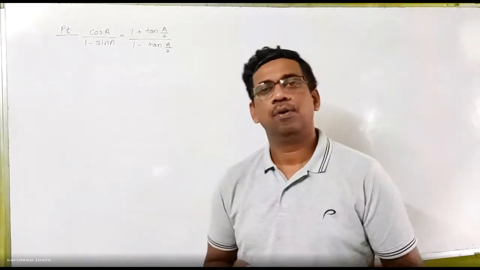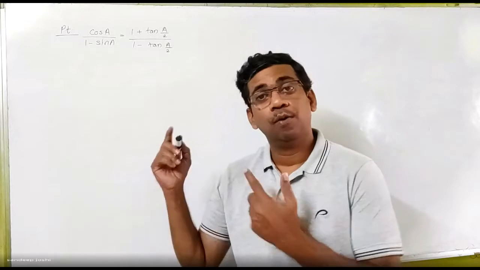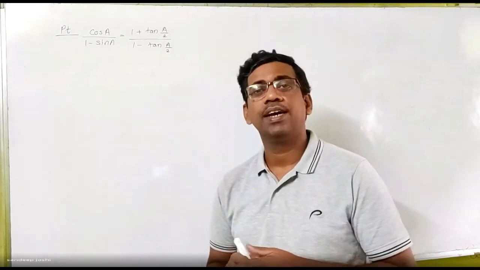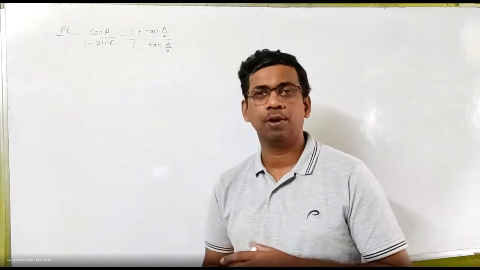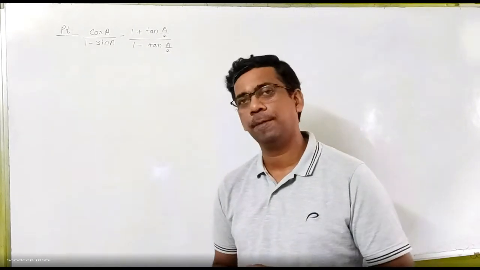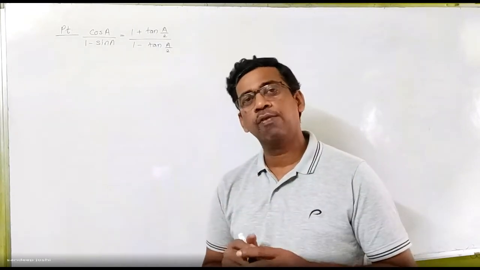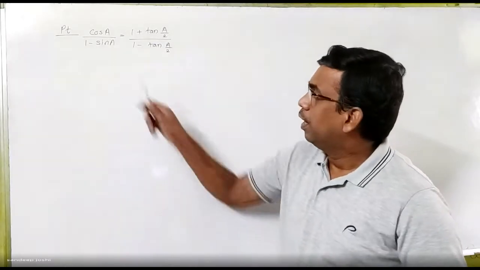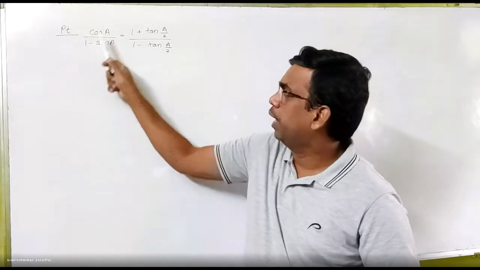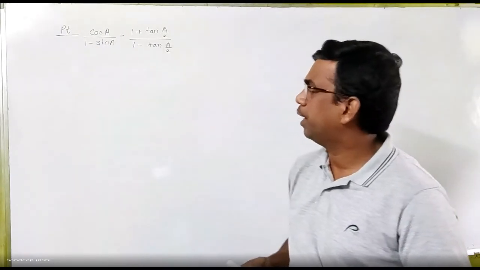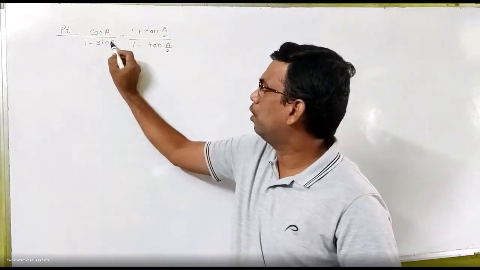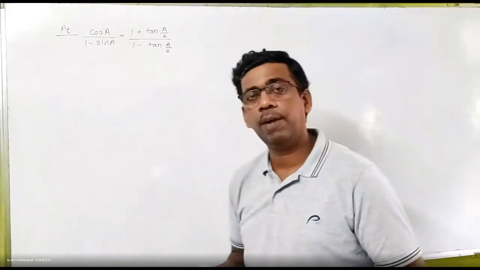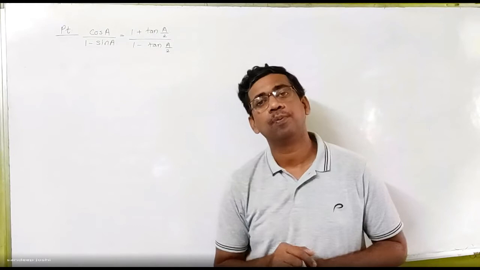Hi, welcome back, dosto. What you're observing on the screen is a very important numerical from the chapter of trigonometry. If you observe it carefully, we need to prove that left hand side is equal to right hand side, where cos A upon sin A is equal to (1 plus tan A by 2) divided by (1 minus tan A by 2).